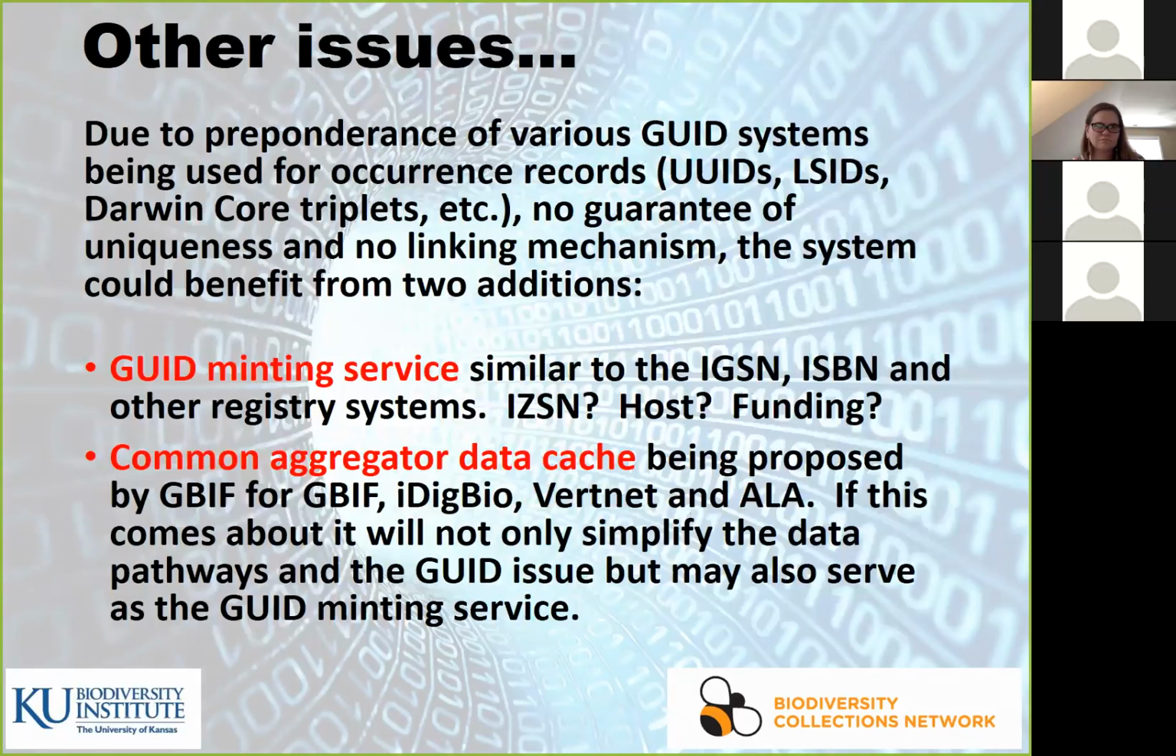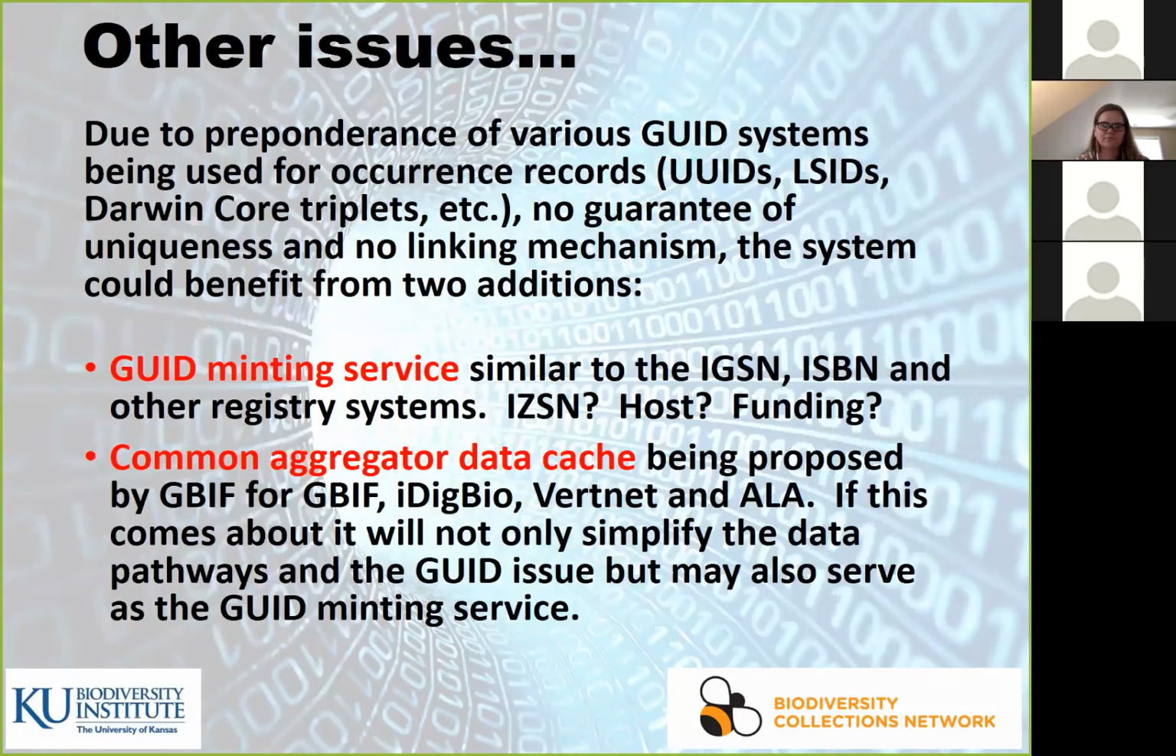So the way I see it, the system could benefit from two additions. One is a true GUID minting service, similar to what the geological community uses in IGSN and the publication community uses in ISBNs. So something akin to an IZSN, where all of these GUIDs would be minted and therefore would be assured of being unique. There's two problems associated with that. One is who would host it, and the other one is who would fund it. And that has been a problem over a long period of time that is yet to be resolved.